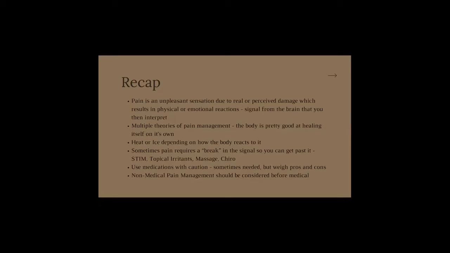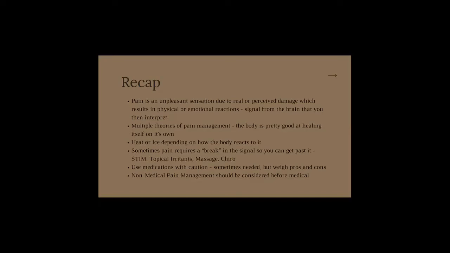Sometimes pain requires something to break the signal so you can get past it and start moving. Stim, topical irritants, massage, chiro, all of those things work really well for that. I would put acupuncture in there as well because people have found that really helpful. Use medications with caution. Sometimes they're needed, but weigh the pros and cons. We'll talk about it more next week, but understand that there are other ways to manage your pain than meds, other ways that aren't going to give you the same side effects.